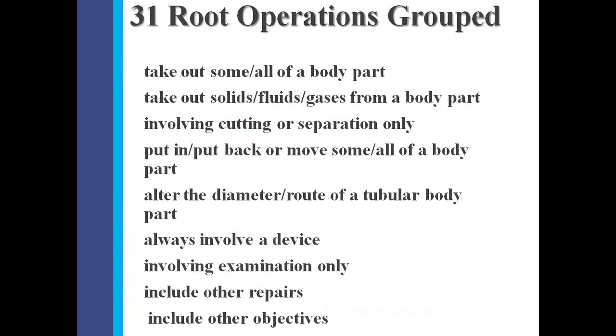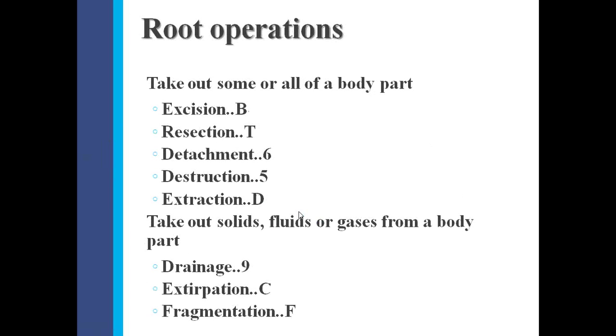One of the things you have to do is memorize, or not even memorize, but just make sure you know the information and the definitions of those 31 root operations that are grouped into what they do, like they take out some or all of a body part, taking out solids, fluids, or gases, cutting or separation, and so forth. As you're learning those 31 root operations, excisions, resections, detachment, you learn their character. This means the third character in an ICD-10 PCS code. If it's an excision, it's going to be a B. If it's a resection, it's going to be a T. If it's taking out solids, fluids, or gases, if it's a drainage, the third character is going to be a 9.